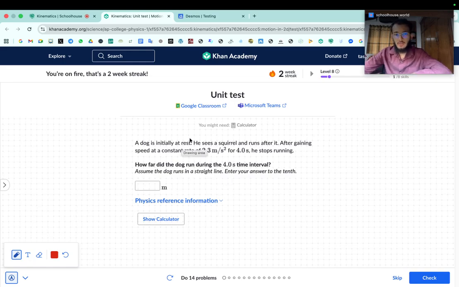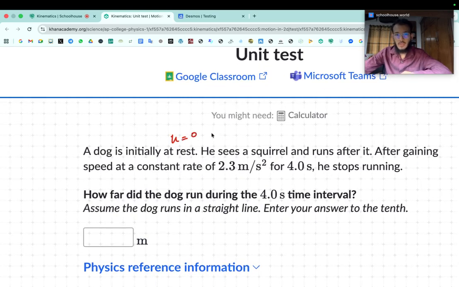A dog is initially at rest, so u equals 0. He sees a squirrel and runs after it. After gaining speed at a constant acceleration of 2.3 meters per second squared for a time of 4 seconds, he stops running. How far did the dog run during the 4 second interval?